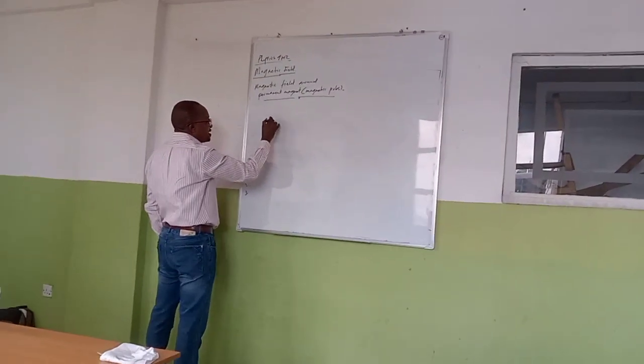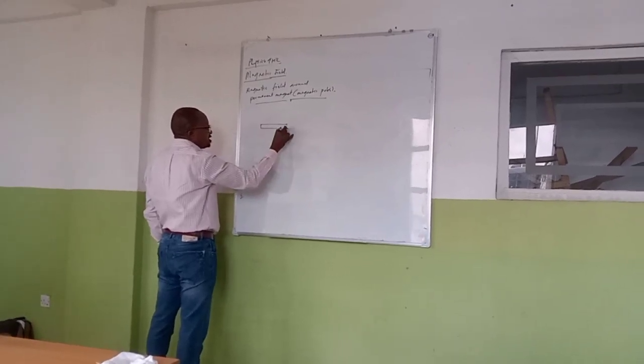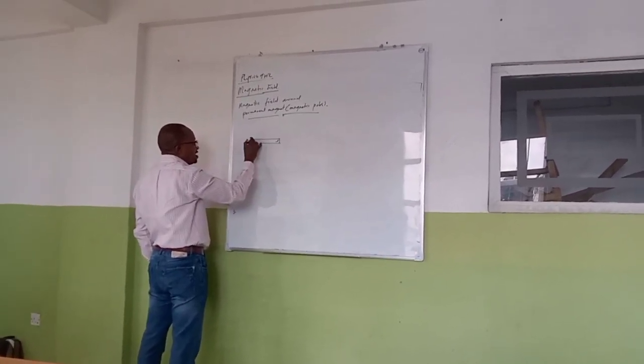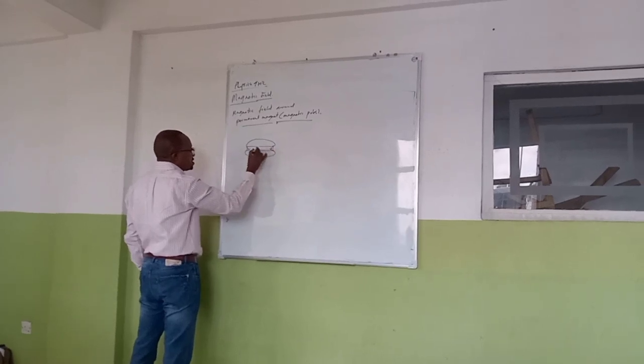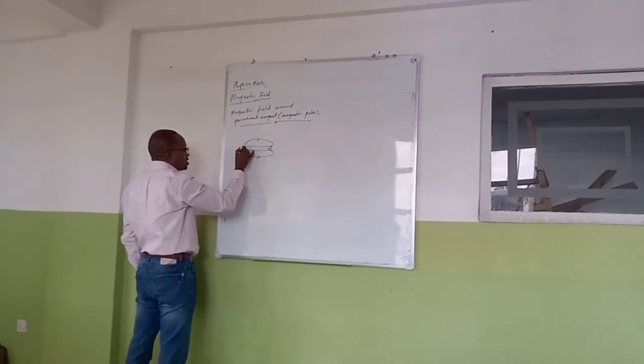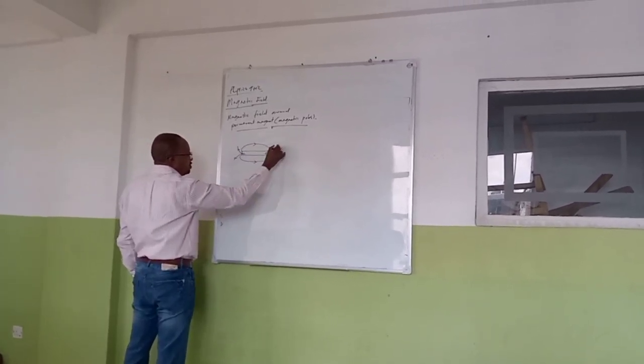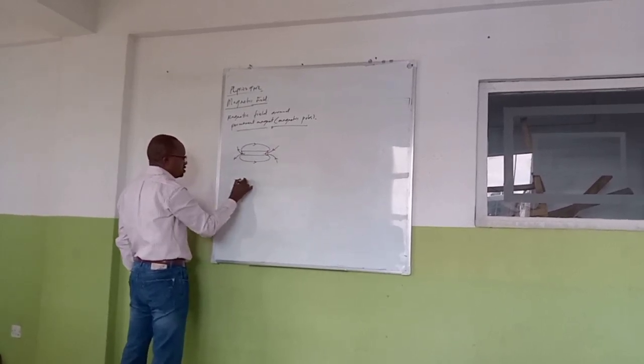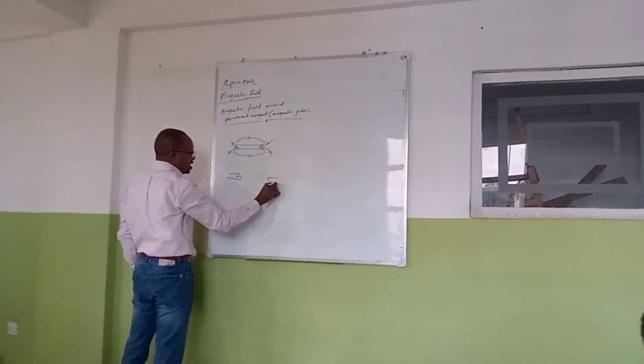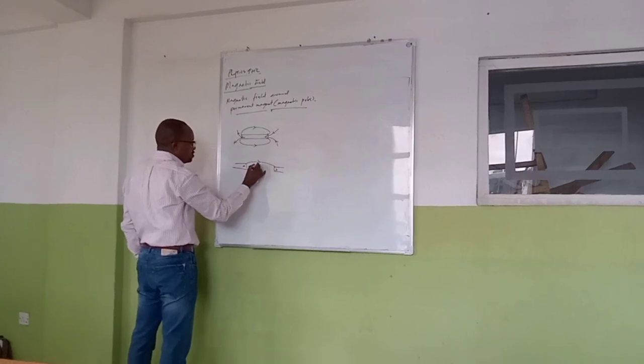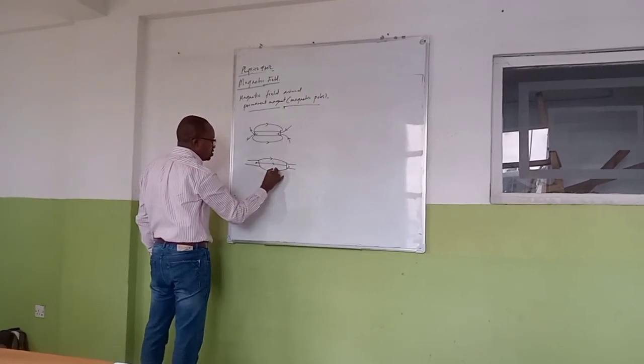So if you look at the magnetic field around magnetic poles, you have said it moves from north to what? South. It moves out of north into what? South. So if you have a north and a south, the magnetic field lines move from north to south, north to south, north to south.